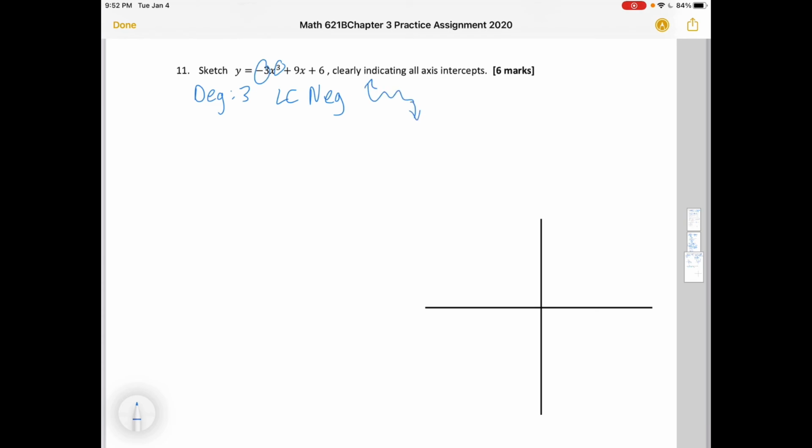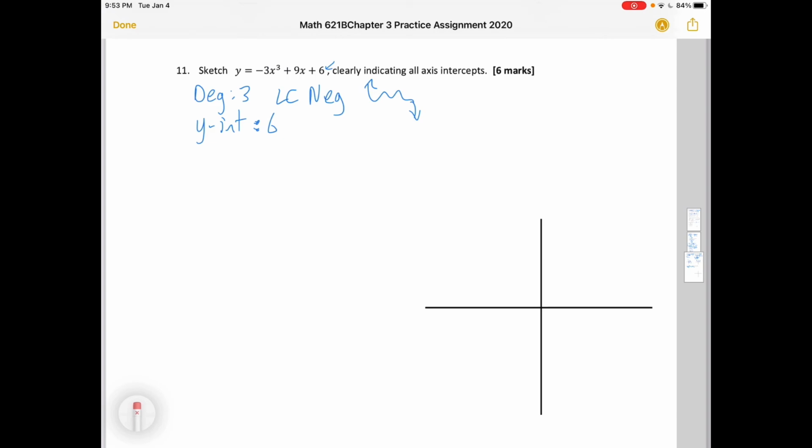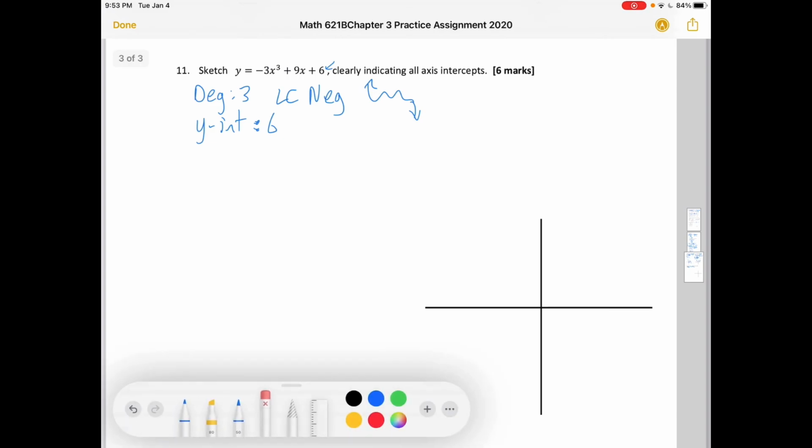We also know from this that the y-intercept is 6. Now you can actually go through the process of subbing 0 in for x, but of course all the terms other than the constant will disappear if we put in 0 for x. So the y-intercept is 6. Oh, we know a lot about this graph already.